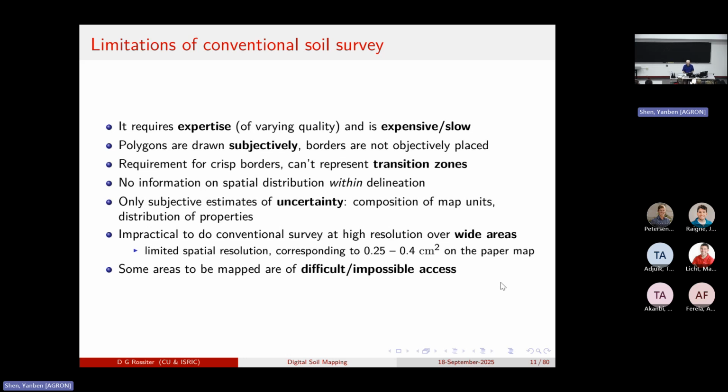You draw the polygon subjectively, and you have these very crisp boundaries. You have to make a boundary, even though we know there are transition zones. And we have no estimate of uncertainty, only very vague ideas of uncertainty. So if I want to go to a spot, and the map tells me it's this, with this much organic matter or this thickness of the solum, how certain is that? We really have very little idea. And finally, the impossible areas. That's not really the case in the US because the law allows you to go everywhere, but in other countries, it can be difficult. You go to war areas you can't get to, you can't even go into. They can be very difficult, or they can be areas that you're just not even allowed into, right?